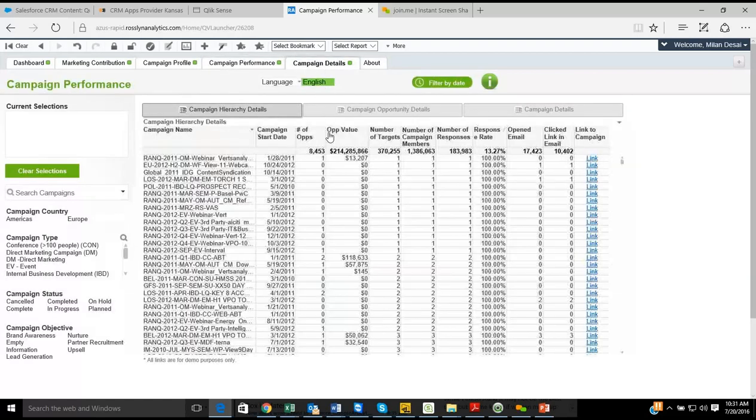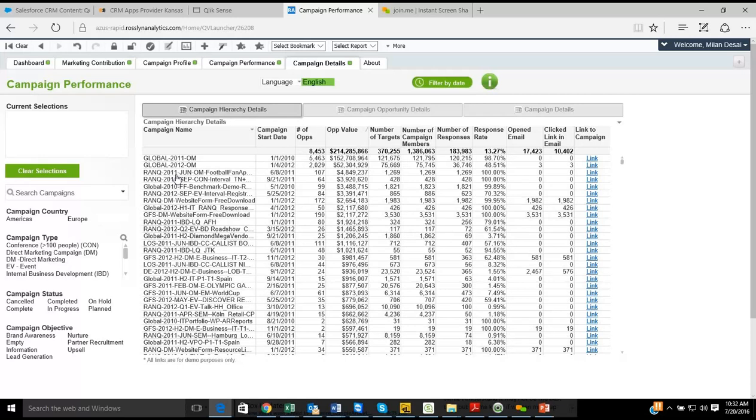Again, campaign details, so you're looking at campaigns, what the campaign was, what is the opportunity value that you generated, how many opportunities you generated, number of people that you targeted, number of campaign members, responses, and so forth. And you can basically look at this. The number of targets were 121,000, and number of campaign members 120,000, number of responses 120,000. So obviously you've got a very good success rate there.